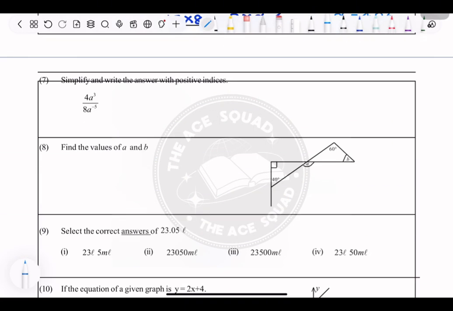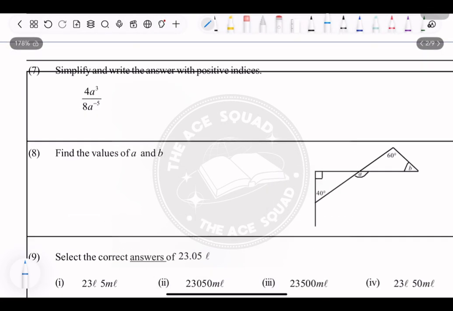Simplify and write the answer with positive indices. So what do we have? It is 4a to the power 3 over 8a to the power minus 5. So we can simply simplify this 4 and 8 first.